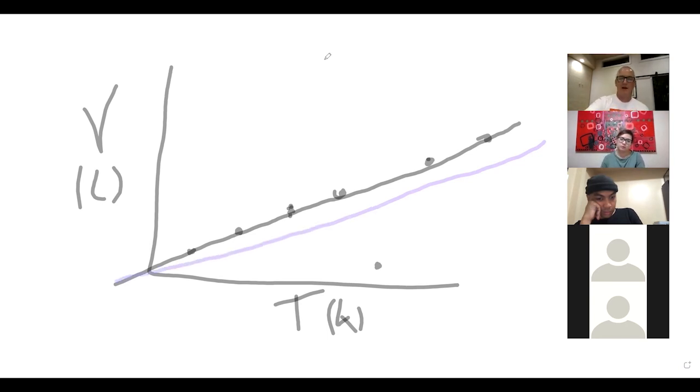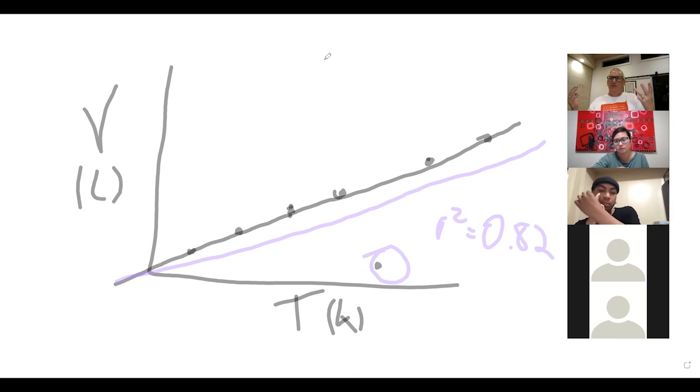And the R squared is like 0.82 or something like that. Well, there's an obvious problem here, isn't there? What's the problem? The outlier, the one off. This is an outlier. An outlier means you screwed up. That's all it is. You screwed something up. And hey, we always screw something up.